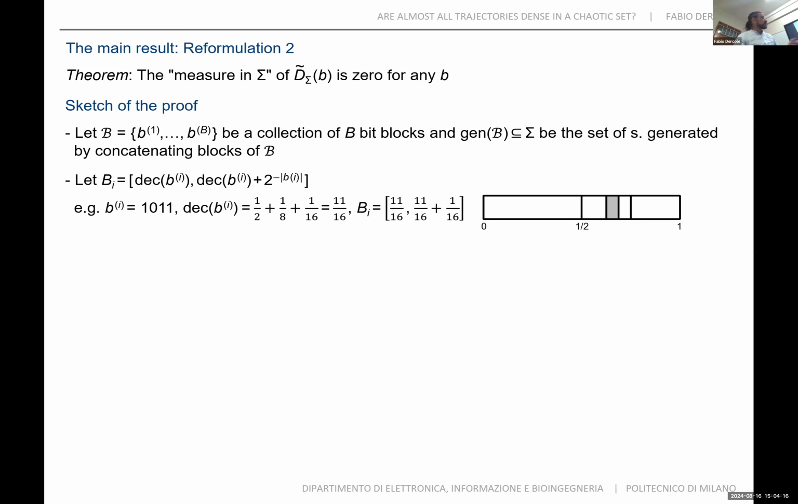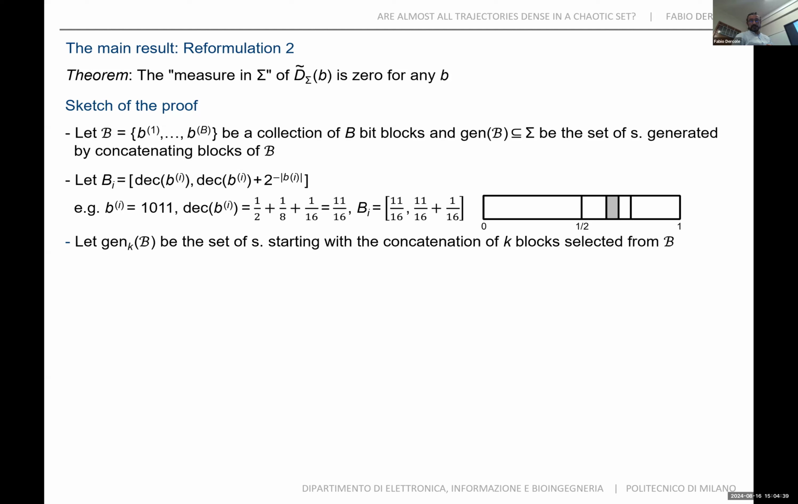So for example, if you have this block, you have the decimal conversion, which is this fraction, and then since this is 4 bits, the power is 1/16. So this interval, which is the one here in gray, is the interval of points whose sequences start with 0, 1, 1, 0, 1. It's a whole notation.